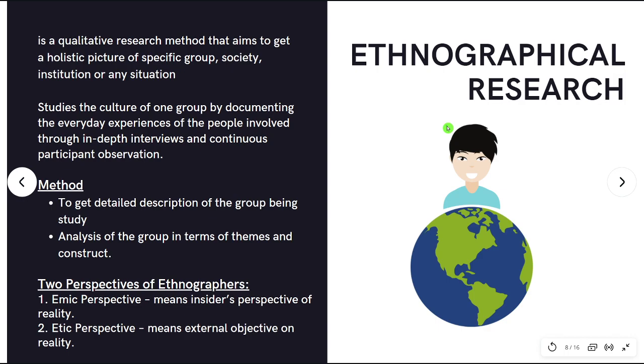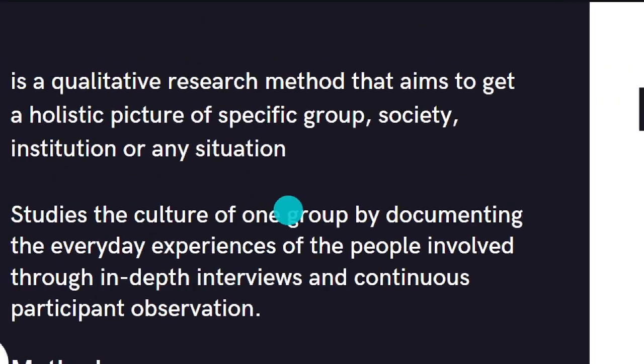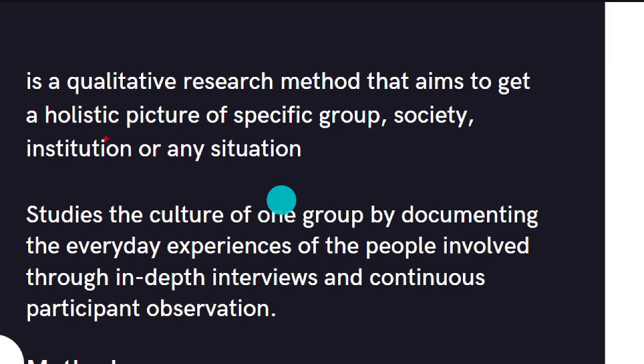When we talk about ethnographical research, it is a qualitative research that aims to get a holistic picture of a specific group, society, institution, or any situation.